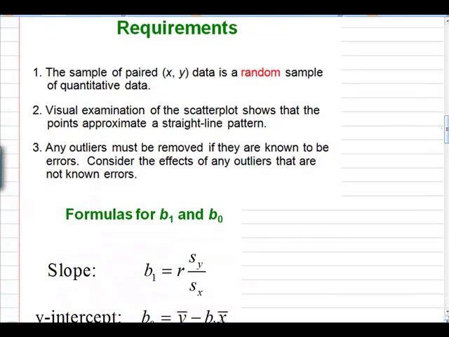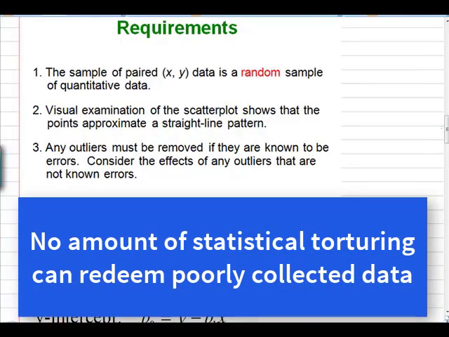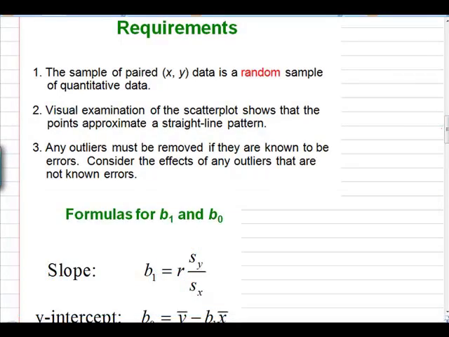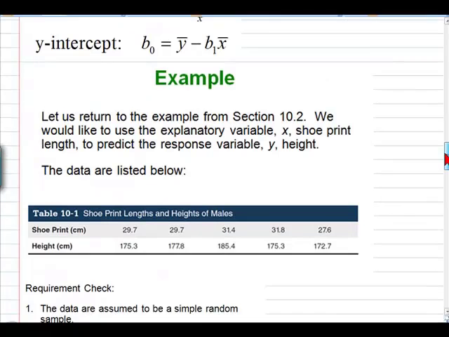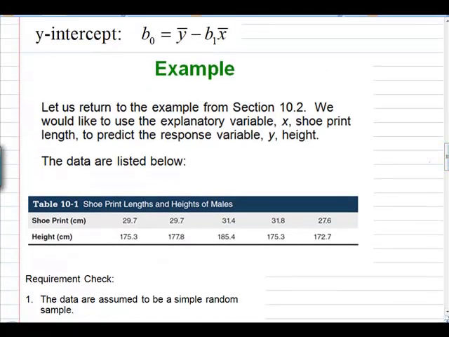We have the same requirements: the sample of paired data has to be a random sample of quantitative data. Visual examination of the scatter plot must show that our data follow an approximate straight-line pattern, and any outliers must be removed if we know that they were collected in error. These are formulas for finding the slope and the y-intercept, but guys, we're not going to worry about the formulas because we have calculators.